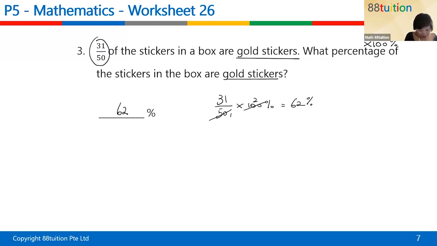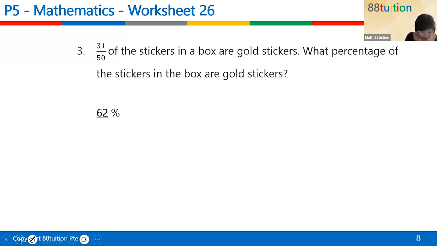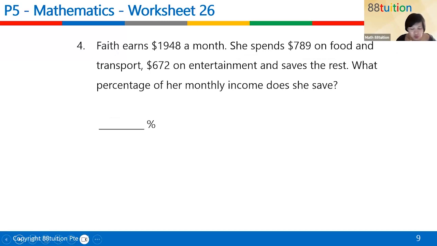Question number 4. Faith earns $1,948 a month. She spends $789 on food and transport, $672 on entertainment, and saves the rest. So this is the total amount that she has. Spending, and then she saves the rest. So she wants the savings, right? We put them into percentage later on, but we need to find the amount that she saved.